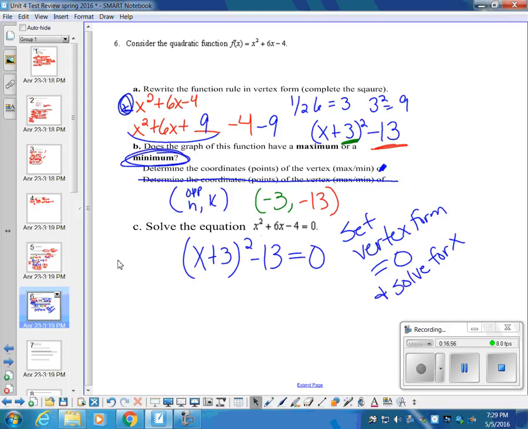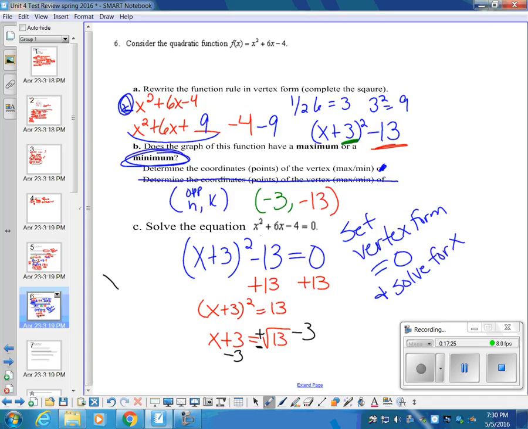Okay, so if we do that, you're going to add the 13 to both sides. So you're left with x plus 3 squared equals 13. Then to get rid of that square, we square root. So we get x plus 3 equals the square root of 13. Then we still have to subtract, plus or minus. Oops, almost forgot that. Subtract the 3.